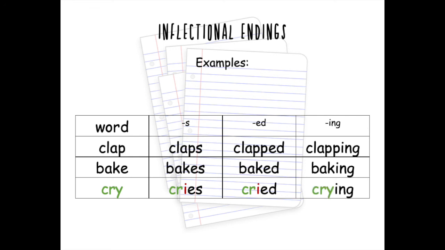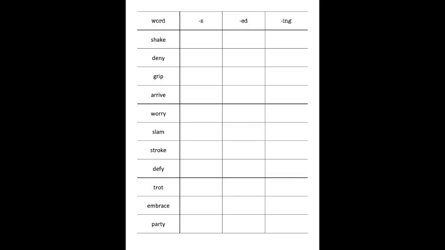Great, you figured that one out too. All you do is add the ing. So crying is spelled C-R-Y-I-N-G. Alrighty, now it's time for you to start your independent practice. Pause the video and write inflectional endings for the words you see in the left column.